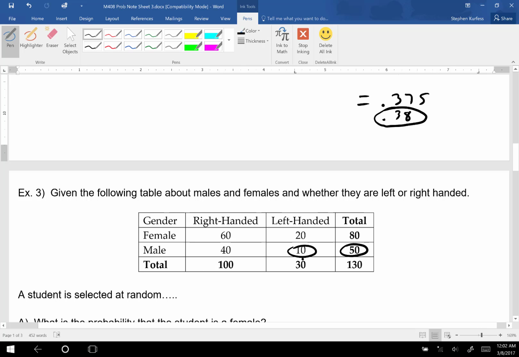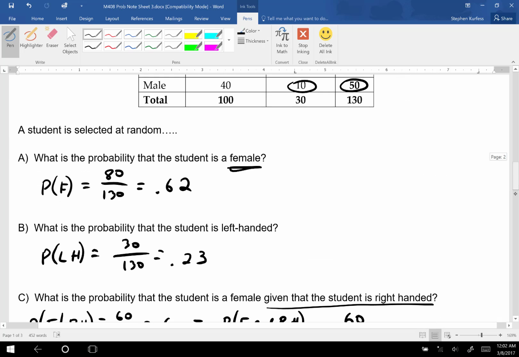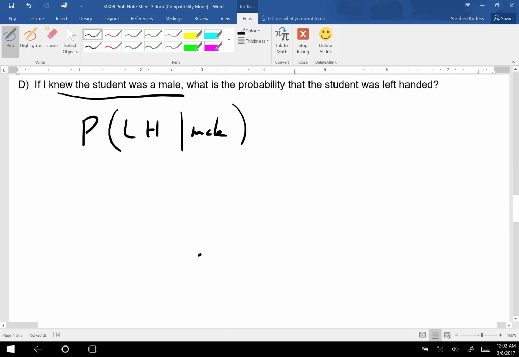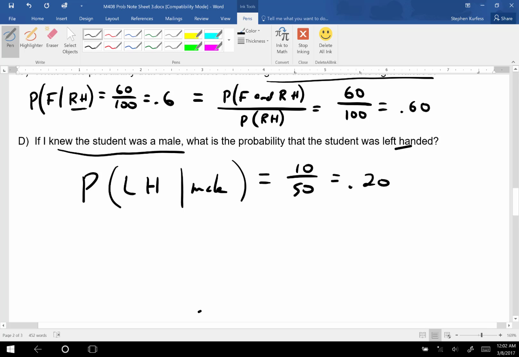10. There's 10 males that are left-handed out of 50. So that's my answer. What? That easy? It's 10 over 50, which is 0.20. Okay, that's not bad, right? Pretty straightforward. Now let's actually use the equation.